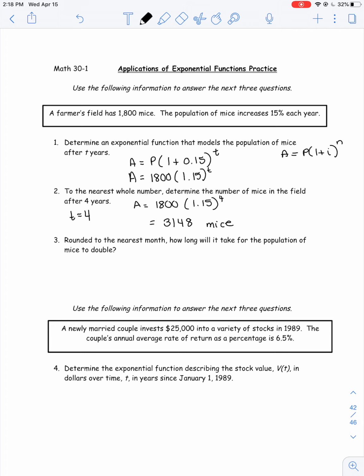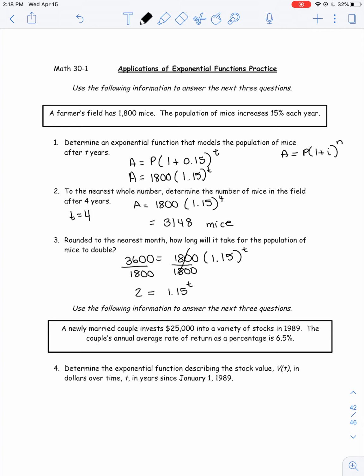So we started with 1,800, and now we're doubling that, which gives us 3,600. So we know that the final amount is going to be 3,600, and we started with 1,800. And everything else stays the same, except we're solving for t now. So to start off, I'm going to divide both sides by 1,800. And that's going to give us 2 is equal to 1.15 to the power of t.